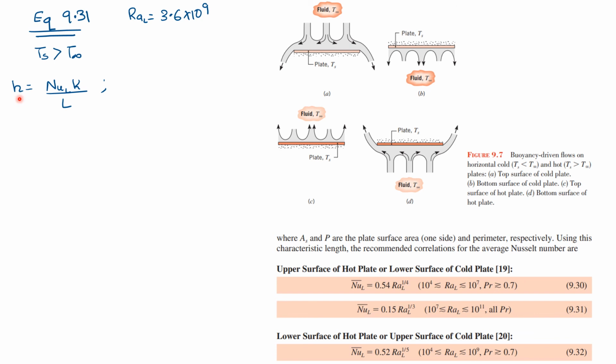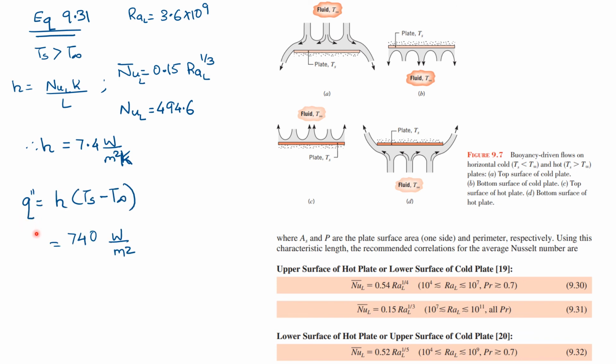To find h, our relation for h is Nusselt number times k by L. We have already found k and we know what L is, and our Nusselt number will be 0.15 times Rayleigh number to the power 1/3, which gives us the value of 494.6. On substituting this value in this equation right here, we get h as 7.4 watt per meter square Kelvin, and using Newton's law of cooling, we can simply find q double prime as h times the temperature difference, which will give us 740 watt per meter square.